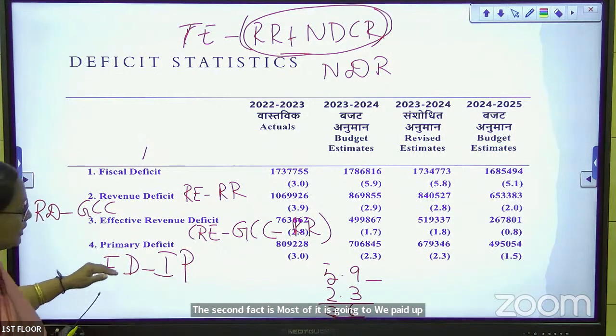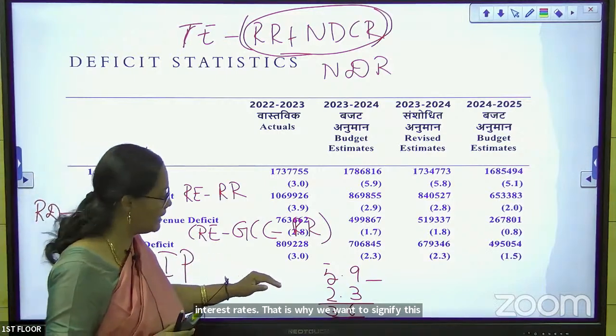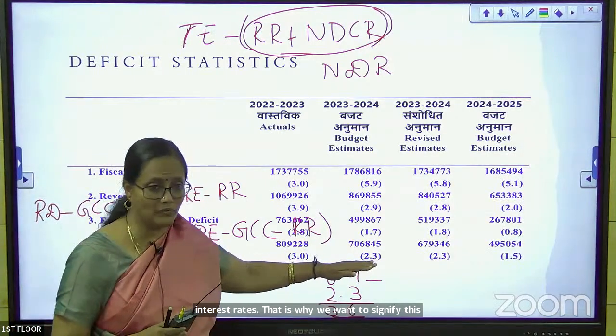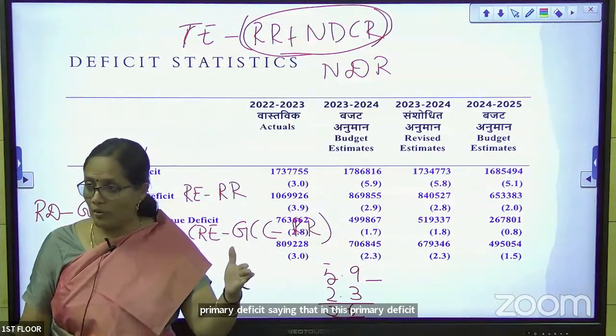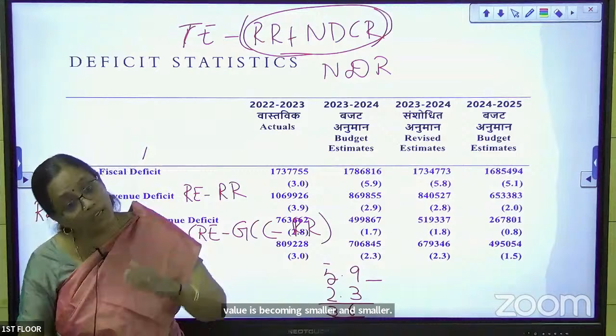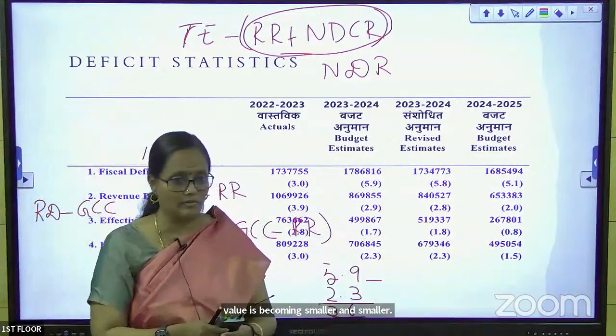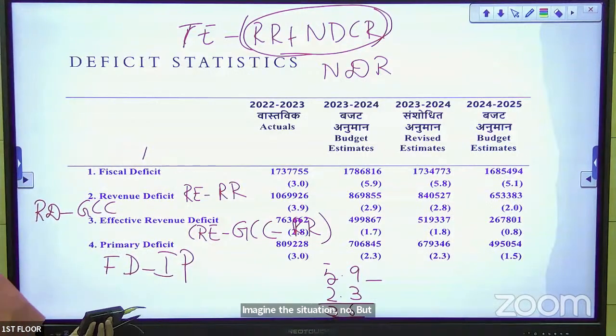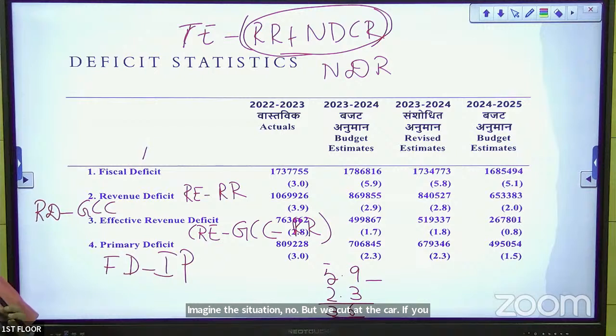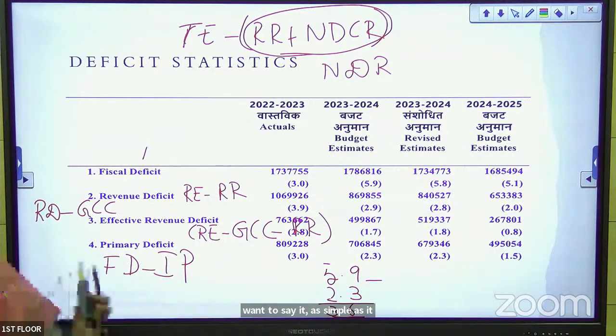That is why we want to signify this primary deficit, saying that if this primary deficit value is becoming smaller and smaller, most of the amount you are borrowing is actually going to repay the interest payments. Imagine the situation: we borrow to pay the interest. If you want to say it simply, yes, we borrow to pay the interest. That is the concept here.